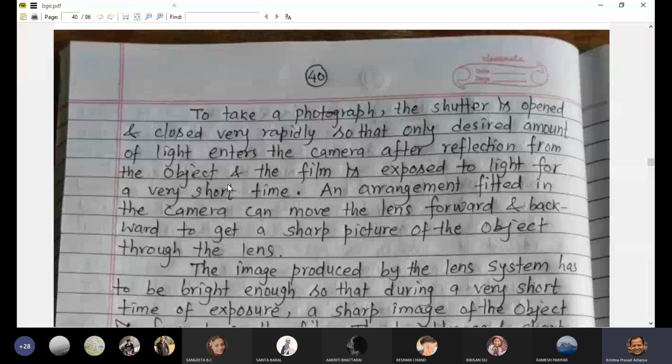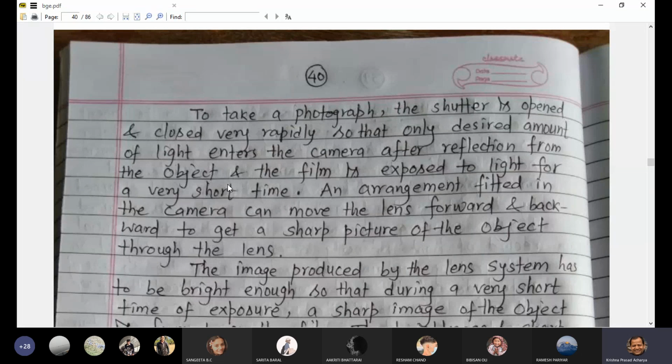Now, the image is taken from the rays coming from the object. The image of the object is formed in two ways. Either the rays of light reflected from the object actually meet at a point, so that a real image is formed. Otherwise, if the rays of light appear to meet after reflection from the object or mirror, then a virtual image of the object is formed.